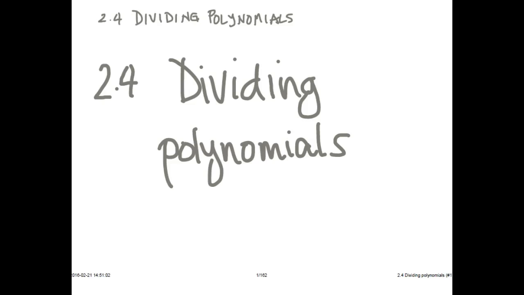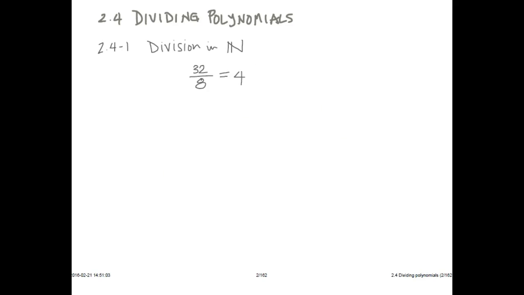Let's talk about dividing polynomials. This is section 2.4. We could also call it factoring polynomials because, as we shall see, it amounts to the same thing. First, let's talk about division in the natural numbers.